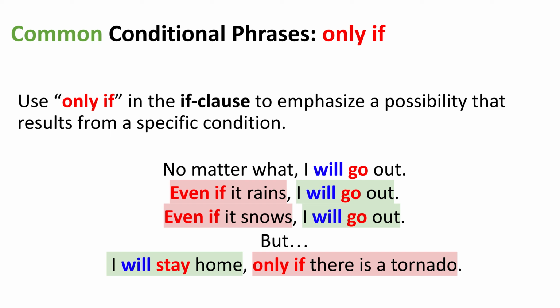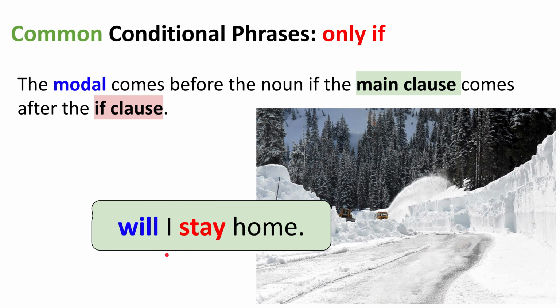It may snow, I will still go out. But if and only if there is a tornado, will I stay home. Now, very important thing. It's a kind of a small rule, but the modal comes before the noun if the main clause comes after the if clause. So, for example, here we do not say I will stay home. We say will I stay home.